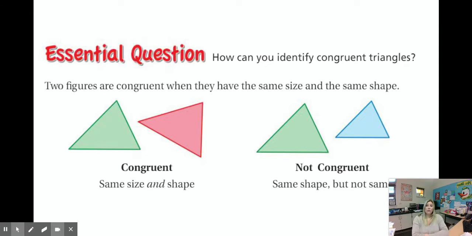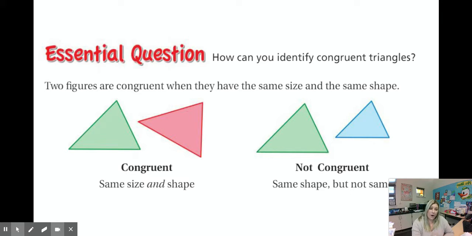So two figures are congruent when they are the same size and the same shape. So look at the triangles on the left, the green and the red. They are the same size and shape. The red one's tilted a little differently. Doesn't matter. They're still congruent because they are the same size and shape.